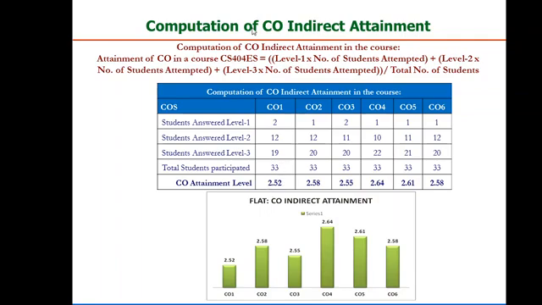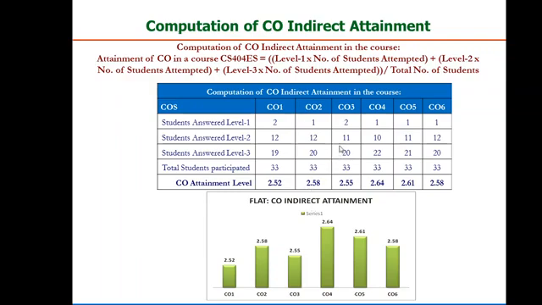Then using the above formula, for every CO we have to use this formula. For example, here CO1 you can consider. So level 1 into number of students attempted, 1 into 2 plus level 2, how many? 12 attempted, 2 into 12 plus level 3 into number of students attempted, 3 into 19, whole divided by total number of students 33. Then after simplification of this formula, you will get the value as 2.52.